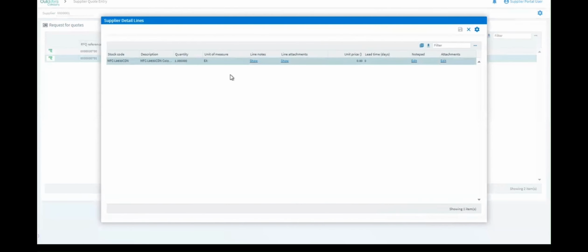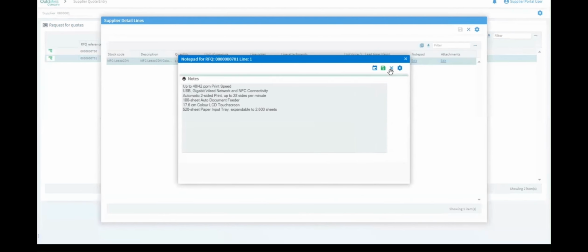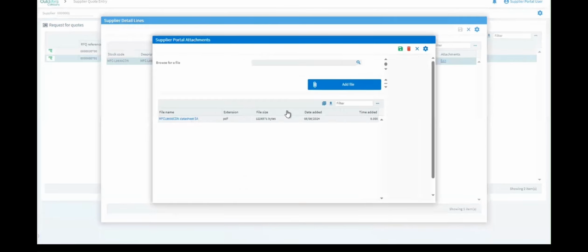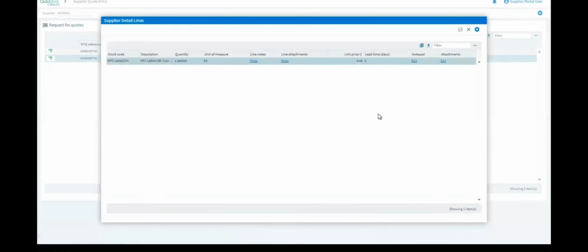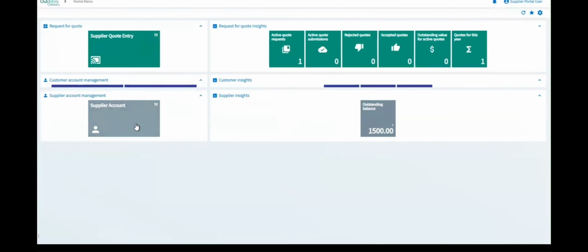They can see any notes that we have placed against the RFQ, or any attachments that we have linked to that particular RFQ, like technical specifications and drawings. And they can respond with their unit price, lead time, any of their notes and attachments. That's the one area in the RFQ which is bidirectional communication with that particular supplier.